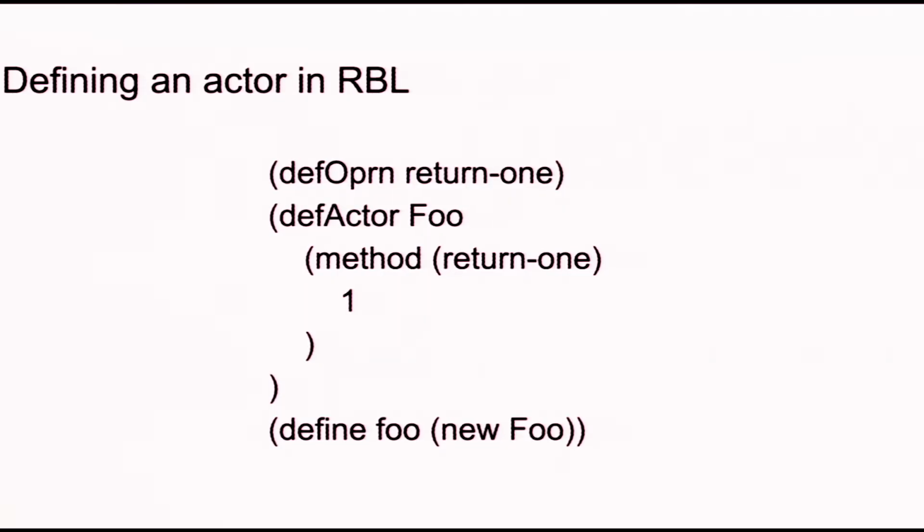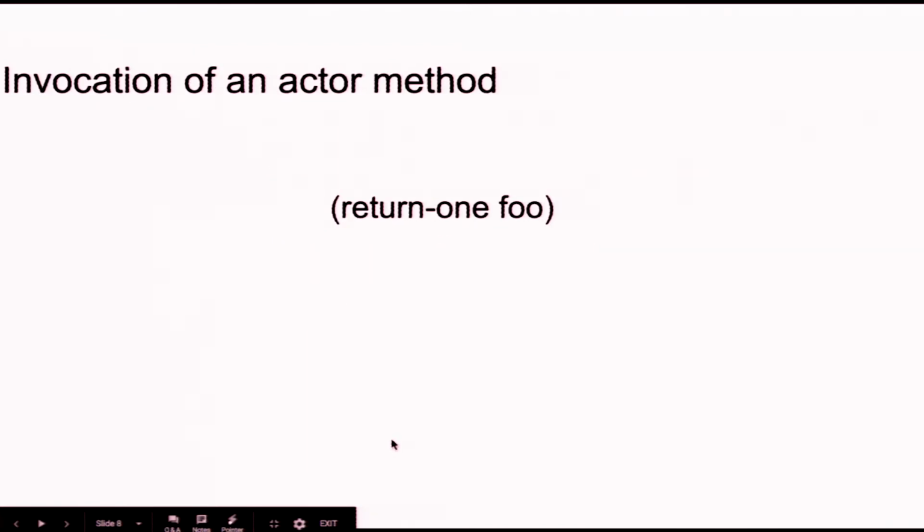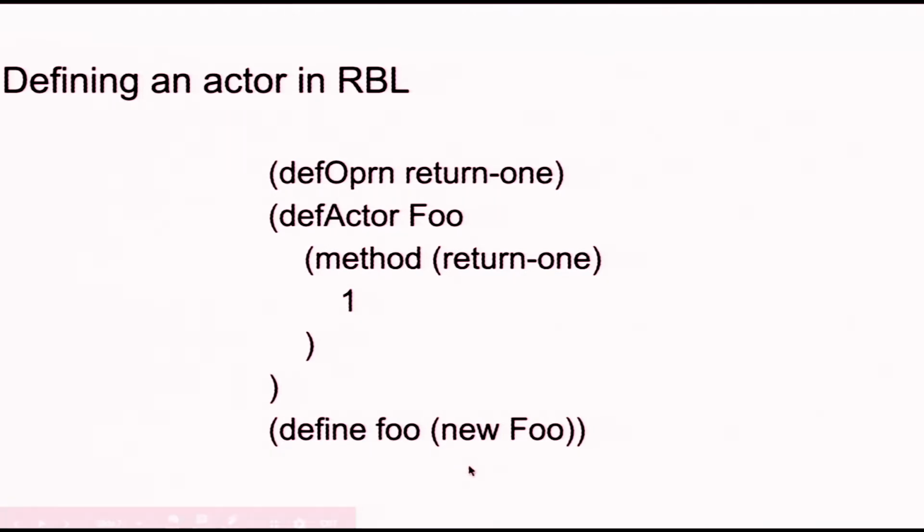And here we have a piece of RBL code that we're going to use as an example. It contains an operation, as Greg was talking about. We define an actor, and this actor has a very simple-minded method that, when you call it, returns a value of 1. Then we define an instance of the actor. So we've created an instance of the foo actor and called it foo lowercase. Okay.